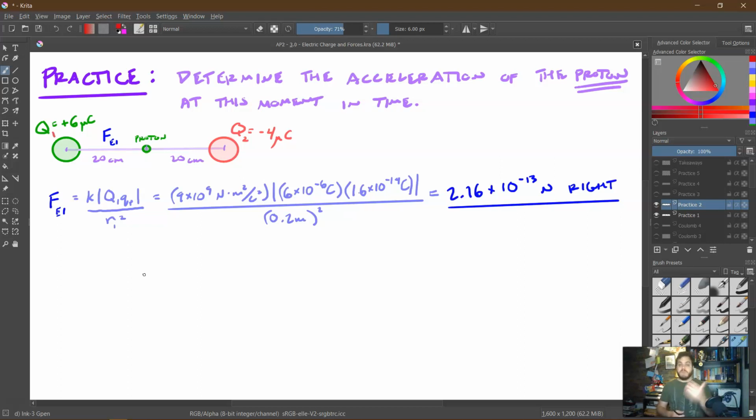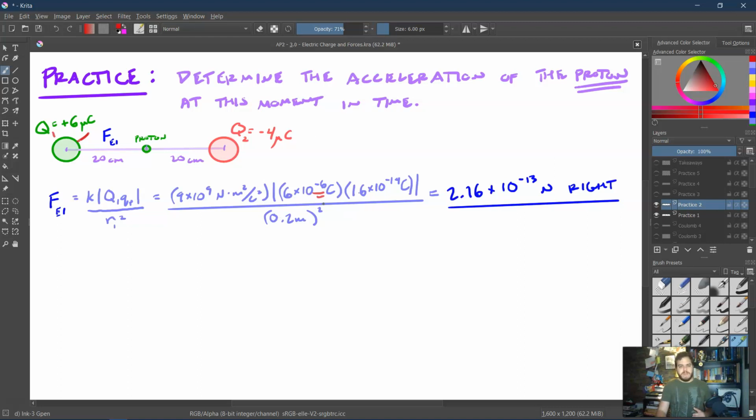k Q1 times the Q of the proton, over r1 squared. So Coulomb's constant, 9 times 10 to the 9th newtons times meters squared per coulomb squared. The big Q is 6 microcoulombs. Remember, micro is negative 6, so 6 times 10 to the negative 6 coulombs. The proton's charge is the elementary charge, 1.6 times 10 to the negative 19 coulombs, all over 20 centimeters, which needs to be converted to meters, so 0.2 meters squared.